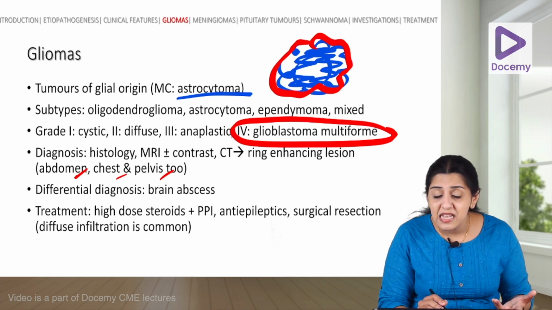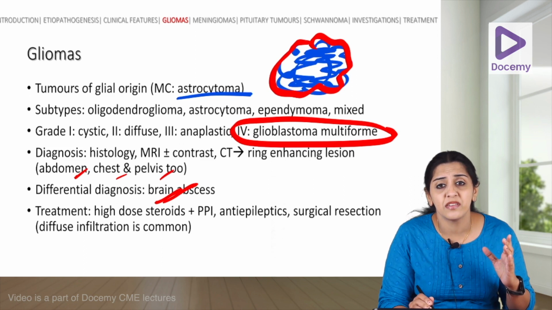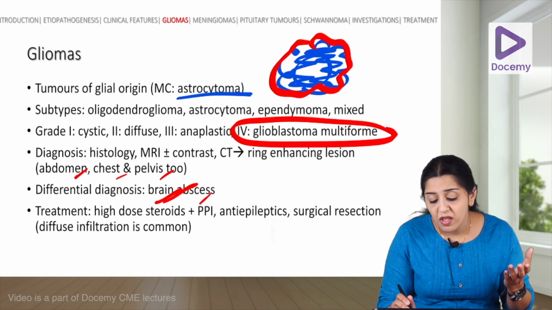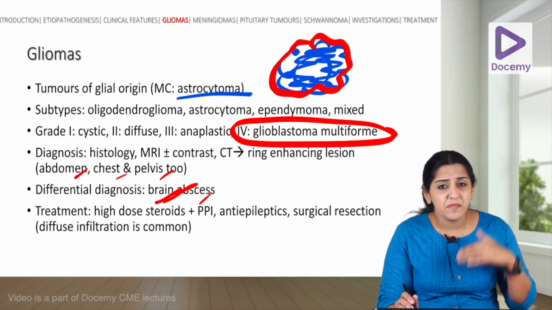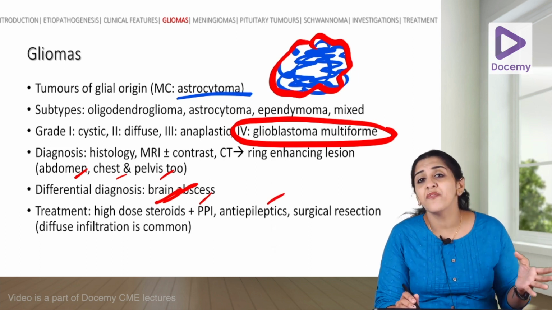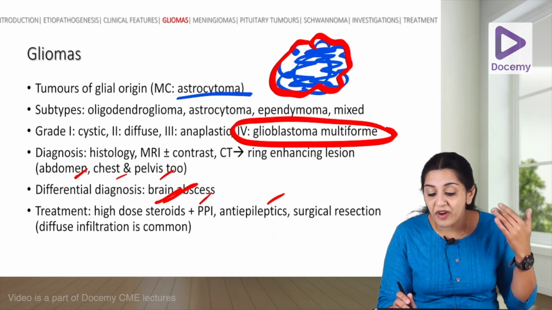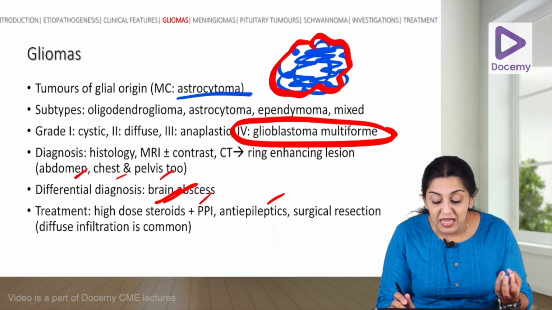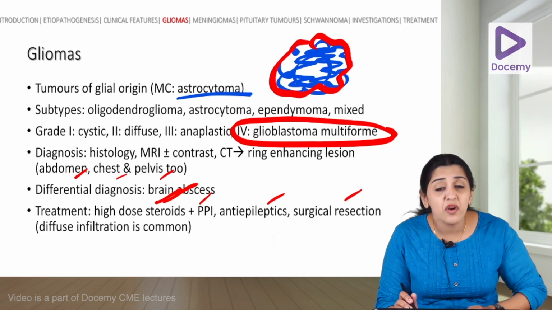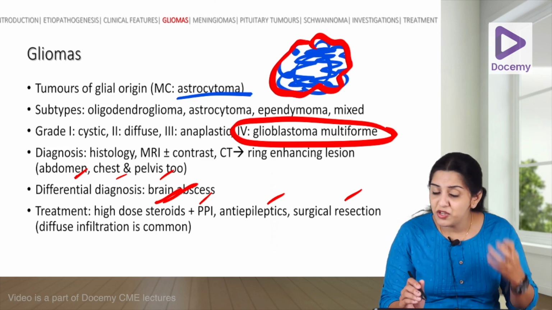What is the treatment? Since this is a very highly aggressive tumor, you have to give high dose steroids. And when you're giving high dose steroids, you need to give proton pump inhibitors also. Okay, so symptomatic management by high dose steroids as well as anti-epileptics, because all kinds of tumors can cause seizures as a clinical feature. Also, finally, you have to deal with the tumor in the form of surgical resection. Diffuse infiltration is common, so surgery is also tough, but finally you have to deal with the tumor.